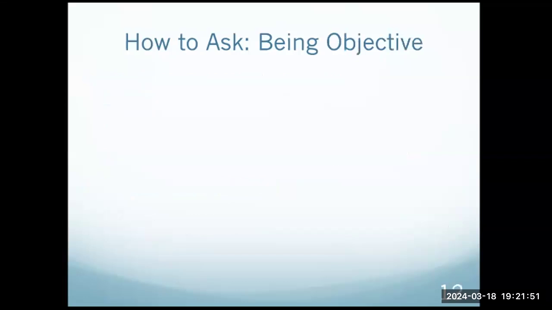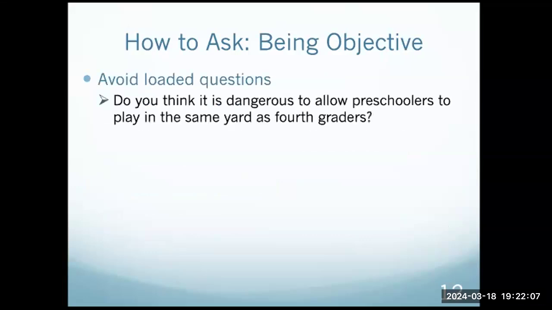Okay. Objective. When I say objective, you want to make sure you word questions in a way that does not sound judgmental, right? Loaded questions. An example of a loaded question: do you think it is dangerous to allow preschoolers to play in the same yard as fourth graders? So the term dangerous has an implication there, right? People don't want to put preschoolers in danger. So they're going to say yes, right? It's dangerous. I don't want them to get hurt.